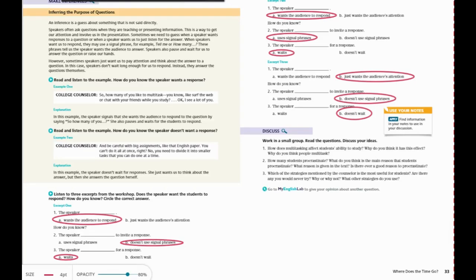Okay, let's check the answer. So number 1, the speaker wants the audience to respond. Okay, how do you know? The speaker doesn't use signal phrases to invite a response. Number 3, the speaker waits for a response. Okay, so let's listen one more time and check the answer.